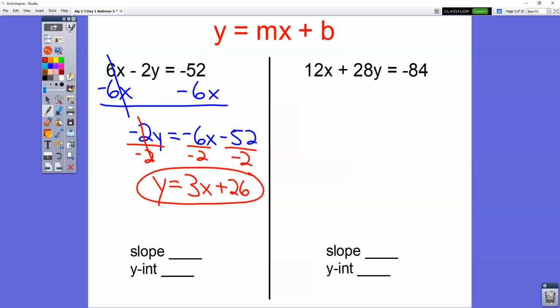Now, here's our equation. Slope, I said before, can be written as a fraction. Do you have to write it as a fraction if you have a whole number or an integer in front of the x? No. You could write slope as 3, or you could write it as a fraction. An integer as a fraction is that number over 1. So either of those answers would be perfectly acceptable as the slope. The y-intercept is 0, comma 26.